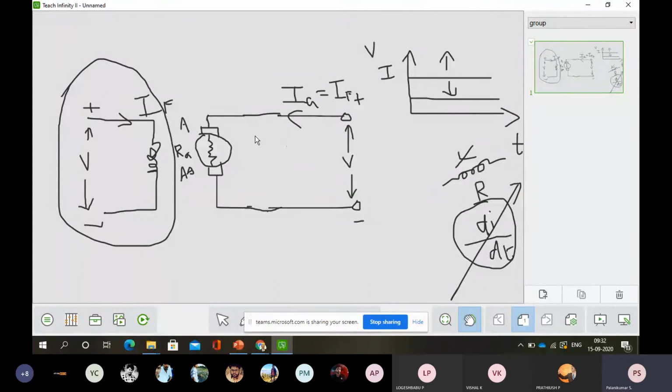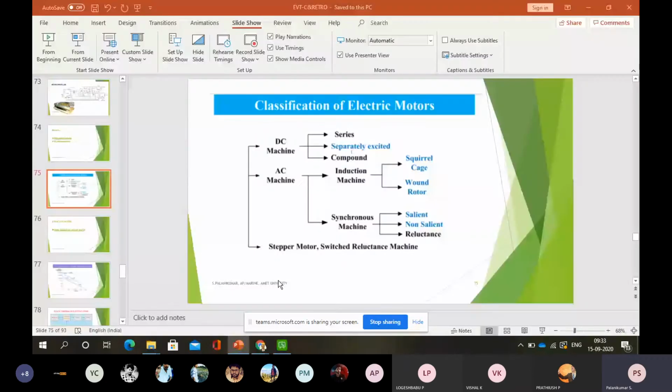I can have individual control without affecting the armature. I can have a field control by which I can vary the speed of the motor without sacrificing the torque, from very low speed up to the rated speed. Likewise, I am able to have control over that. So this configuration is what we call a separately excited DC motor.